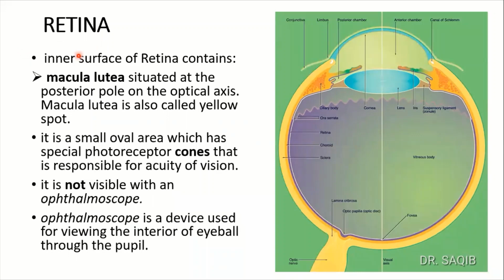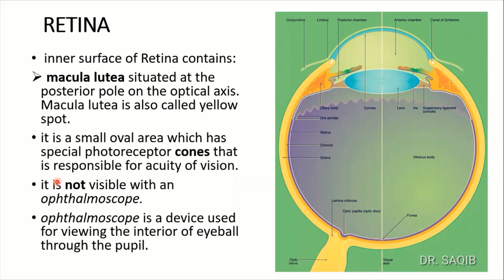The inner surface of the retina contains the macula lutea. You can see this, situated at the posterior pole on the optical axis. This is the optical axis, the visual axis. At this point lies the macula lutea, the yellow spot, situated at the posterior pole. The macula lutea, as I told you already, is a small oval area which has special photoreceptor cones responsible for visual acuity.